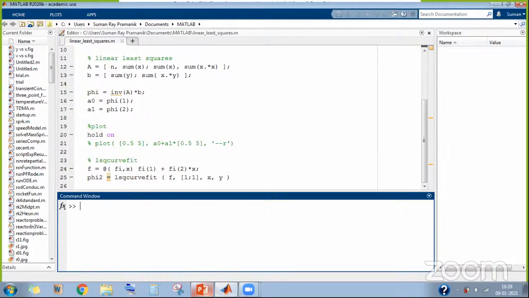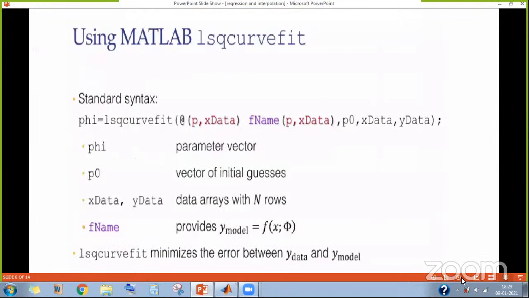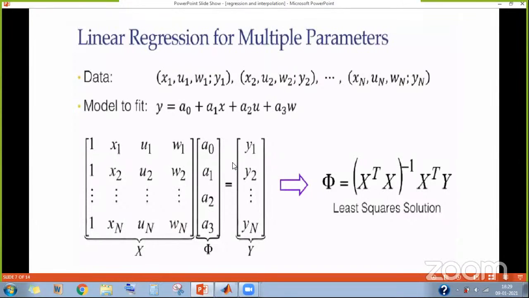Now we move on to the next topic, that is linear regression for multiple parameters. Let's say we are given data as x1, u1, w1, and y1, and so on till n points. We want to fit a model like this: y equals a0 plus a1 of x plus a2 of u plus a3 of w. And this can extend also; it's not limited to here.